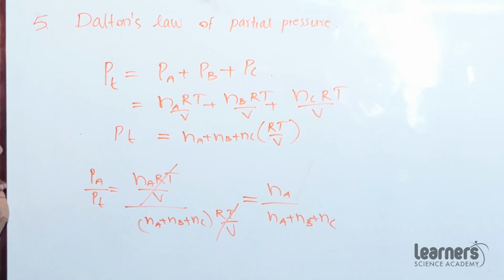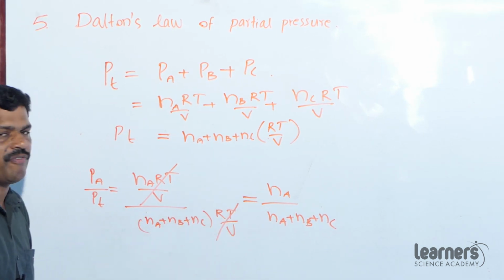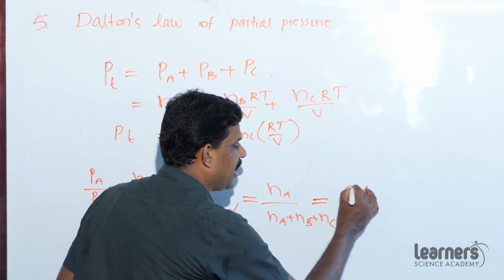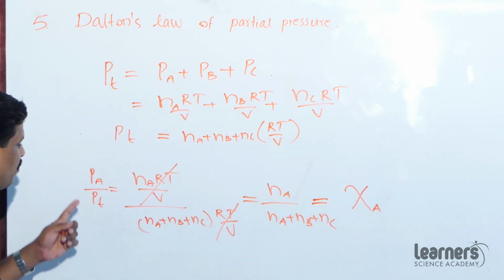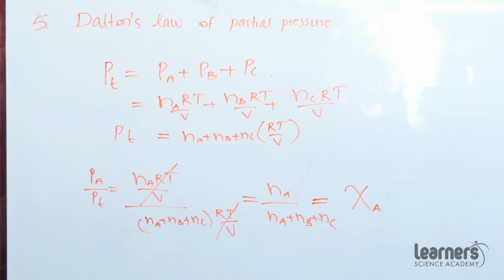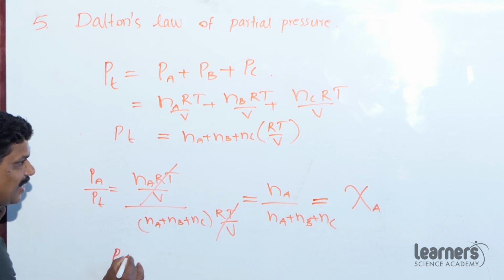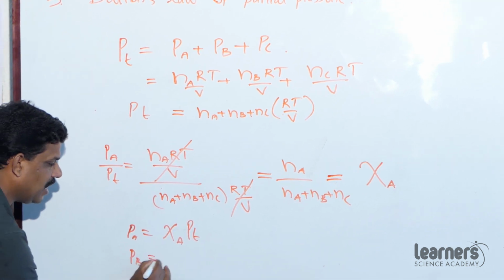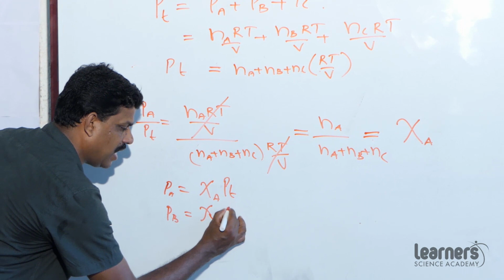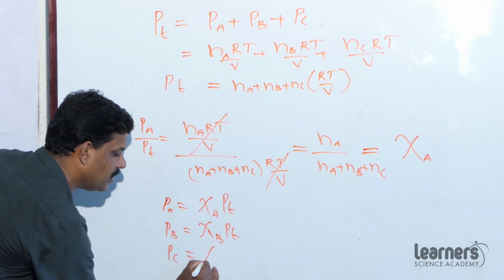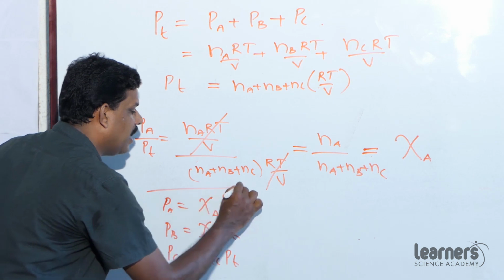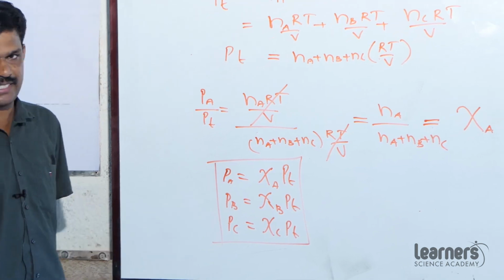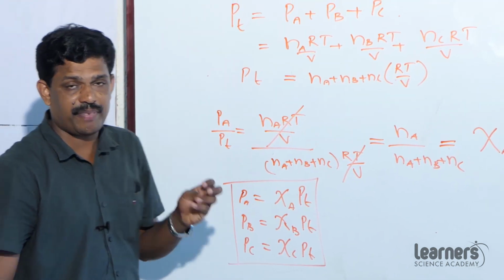We know that number of moles of A by total number of moles is equal to mole fraction chi A. Hence, PA by P total is equal to chi A. Thus, PA is equal to chi A P total. Similarly, PB is equal to chi B P total and PC is equal to chi C P total. Thus, we have the relation of each and every pressure like this. So that's all about Dalton's law of partial pressure.